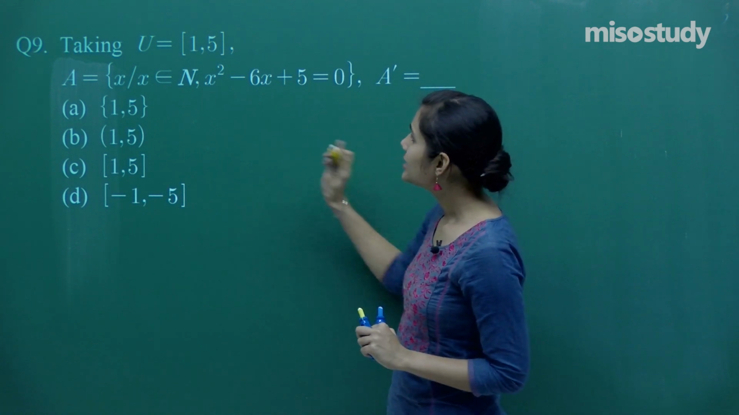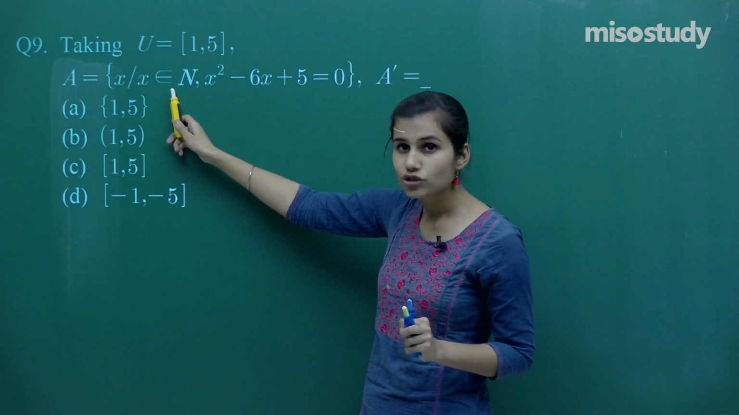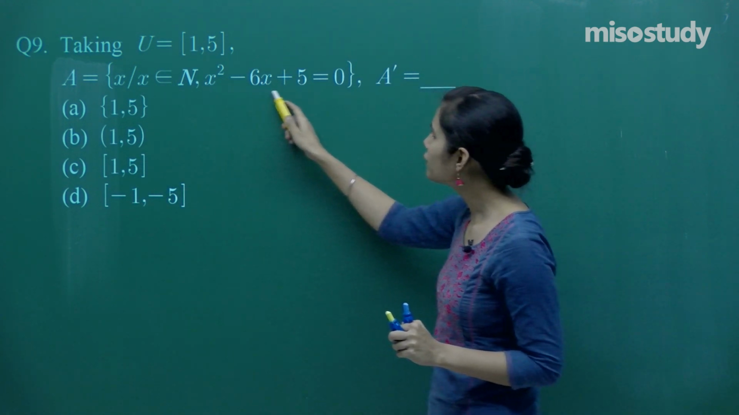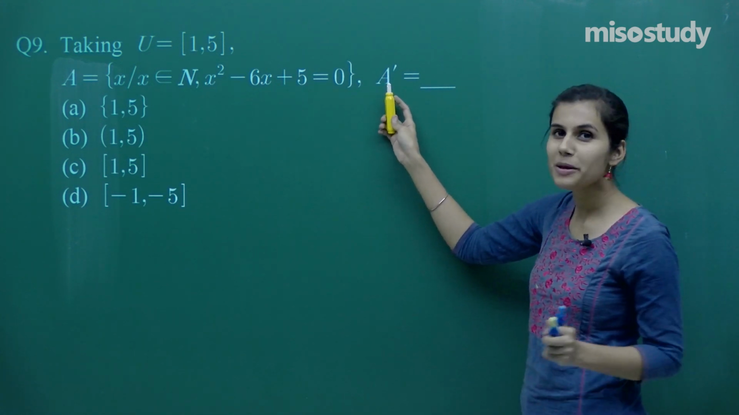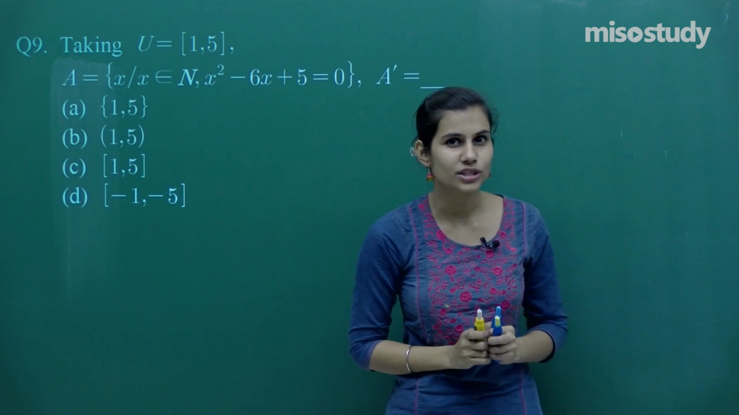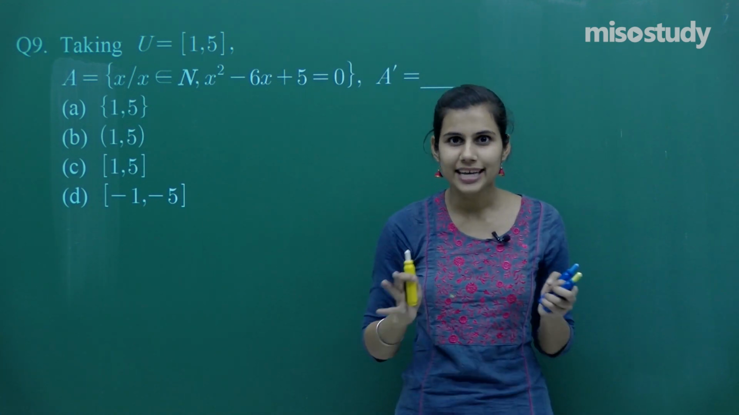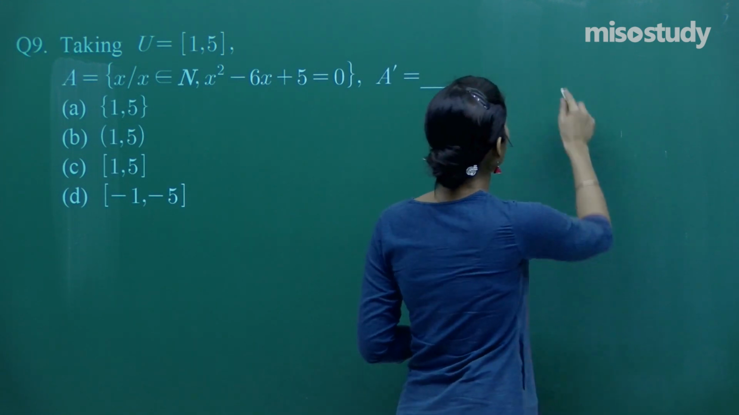The question says, if I have a set A, which is all those natural numbers which satisfy this equation, what do you think is the complement of A? These questions are very famous questions. The student looks at it and gets scared, but they are very easy, trust me. Let me show you how it's done.